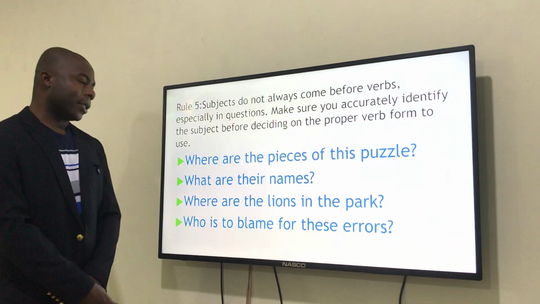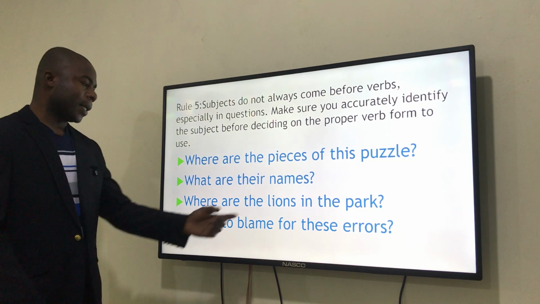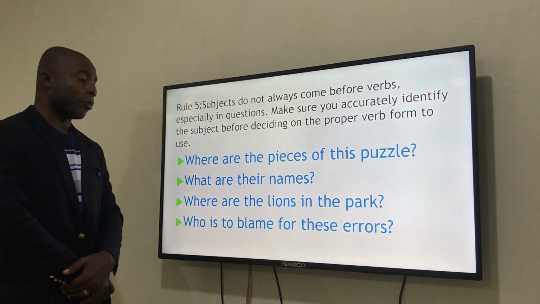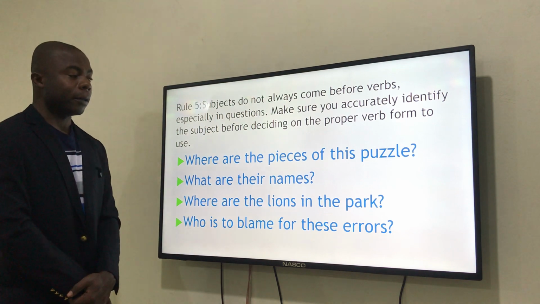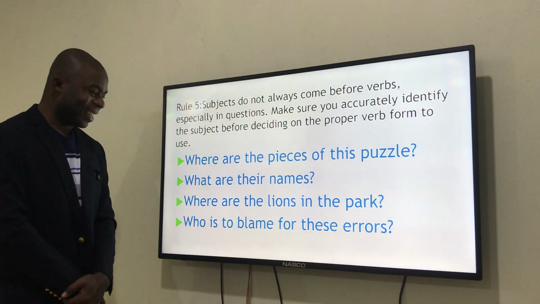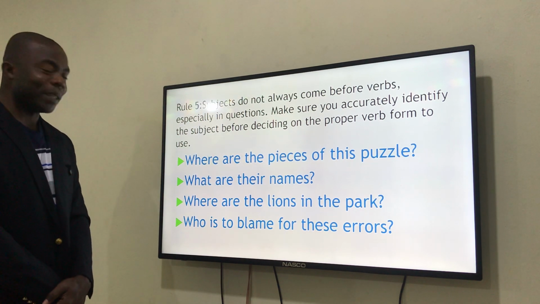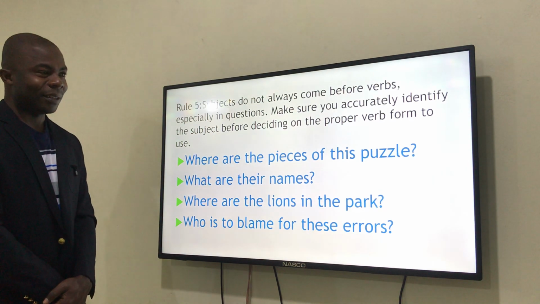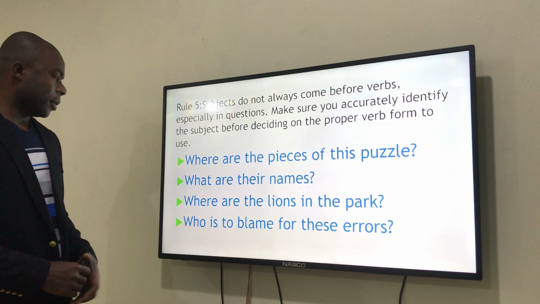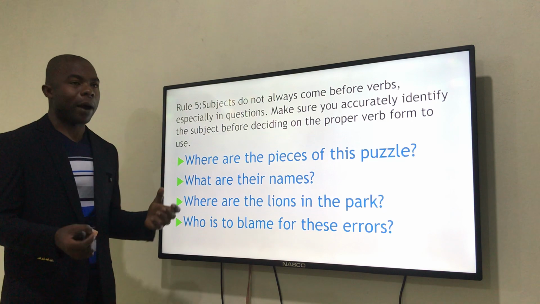So, where are the lions in the park? Lions, subject. The verb agrees with the subject, are. So where are the lions in the park? Are they grazing? Can you imagine a lion grazing? Or maybe in dreams, they don't graze. They eat meat. They are carnivores. So where are the lions in the park? Where is the lion in the park?